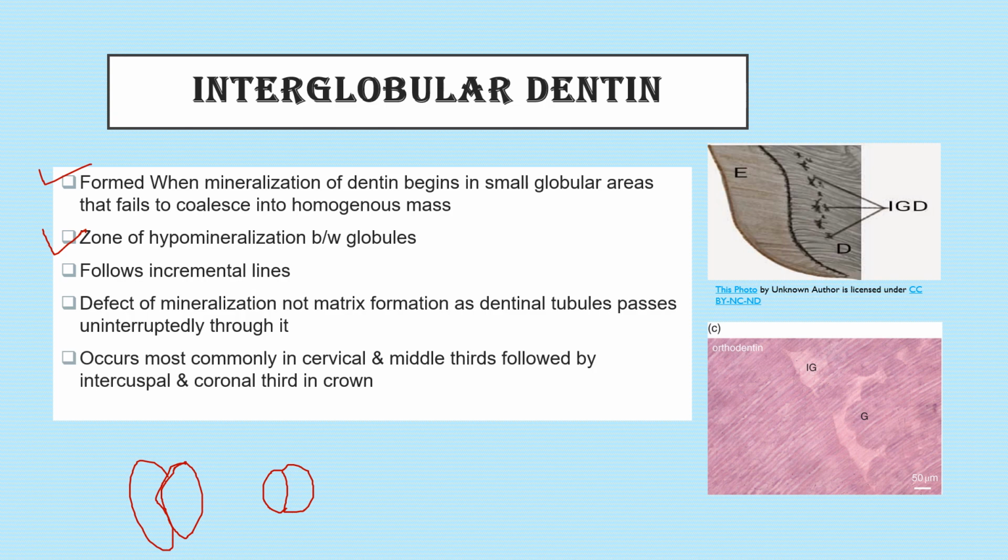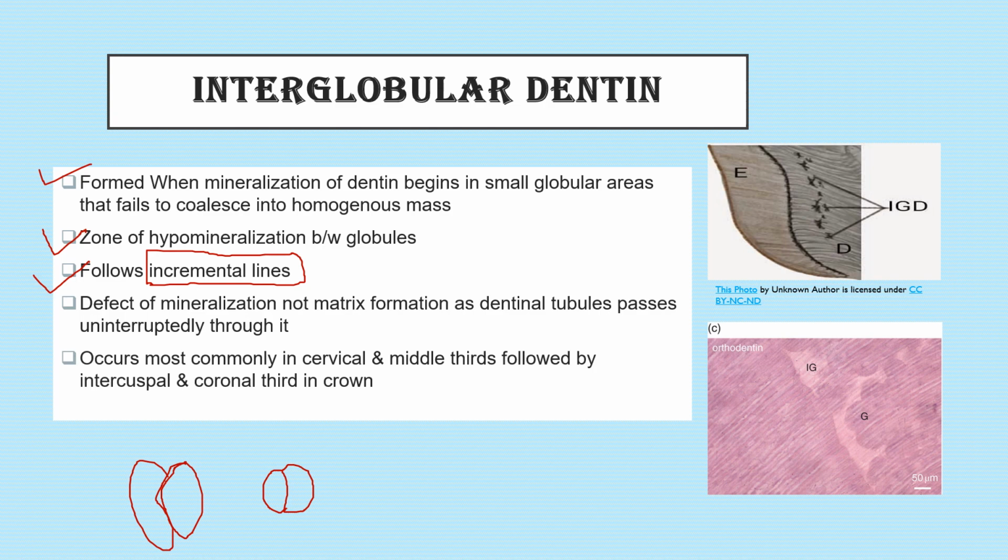Okay, it follows incremental lines. What are incremental lines? It means the dentin is not formed uniformly, and with a regular period of time. Dentin is formed in increments, like this much dentin is formed in so and so duration. Due to that, lines are formed which show the difference in mineralization, so they are known as the incremental lines. So the interglobular dentin follows the incremental lines.